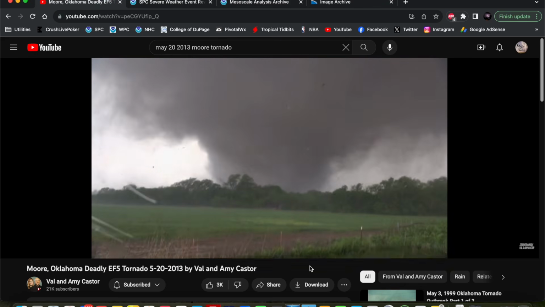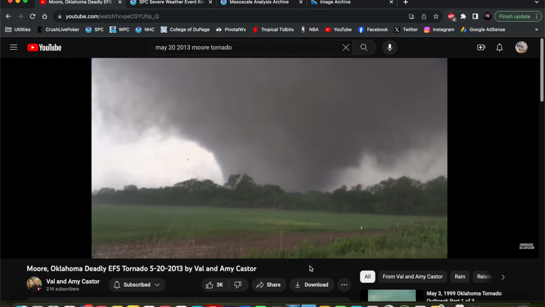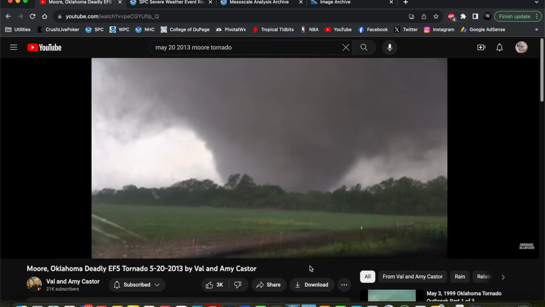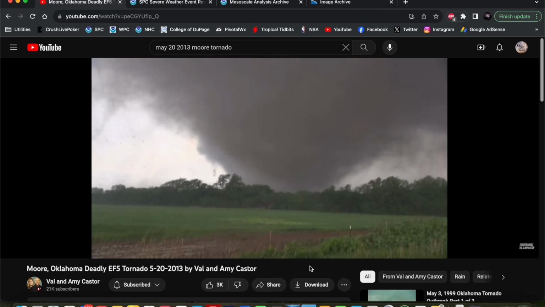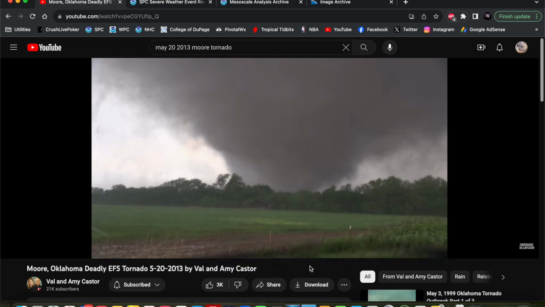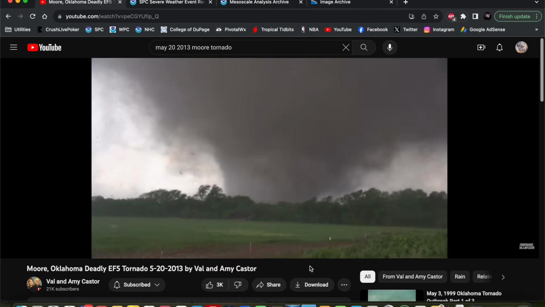Back with another case study today, and we are going to dive into the most recent official EF-5 tornado in the United States, and that of course is the Moore, Oklahoma EF-5 from back on May 20th, 2013. This tornado tore a 14-mile long path right through the heart of Moore, crossing the path of the May 3rd, 1999 EF-5 and claiming 24 lives in the process.